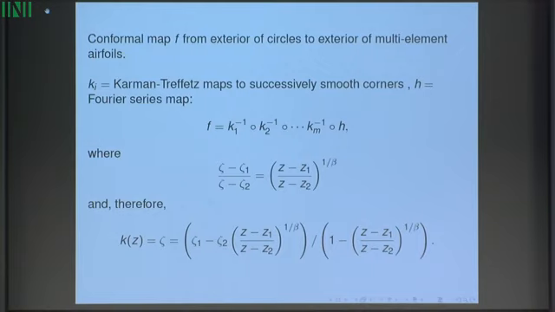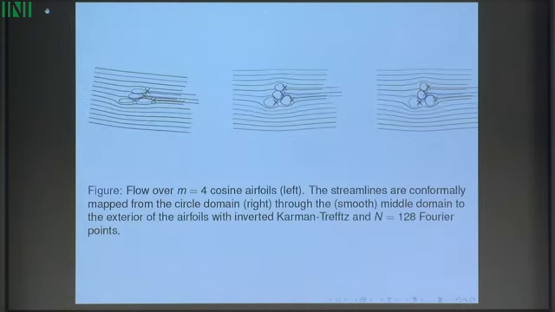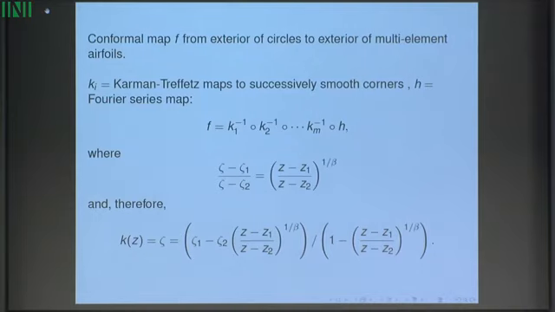Carmen-Treffs. So the final map, there it is. The final map, the Carmen-Treffs map, removes the corners successively, and then you do the Fornberg map, H, and compose that with the inverted Carmen-Treffs, and that's the final form of the map to the region.